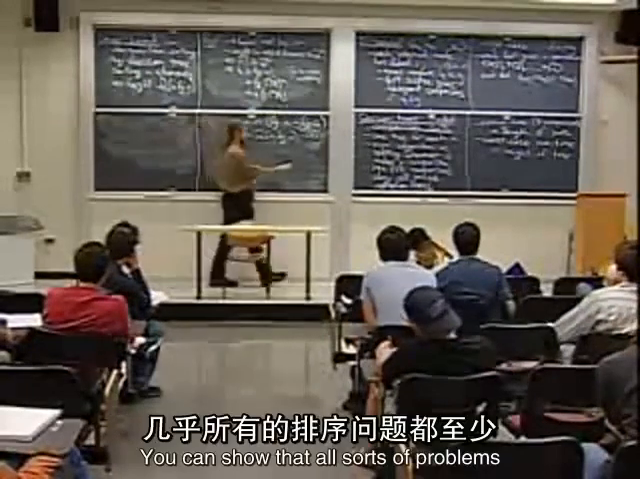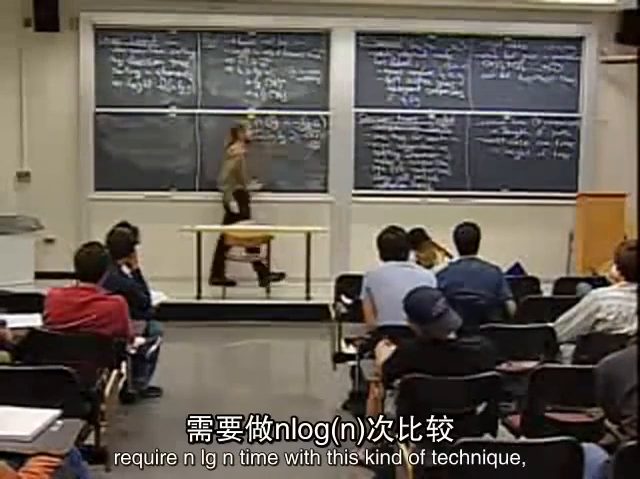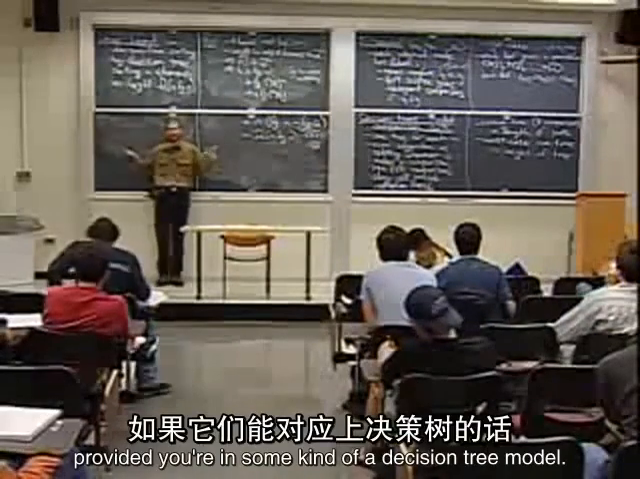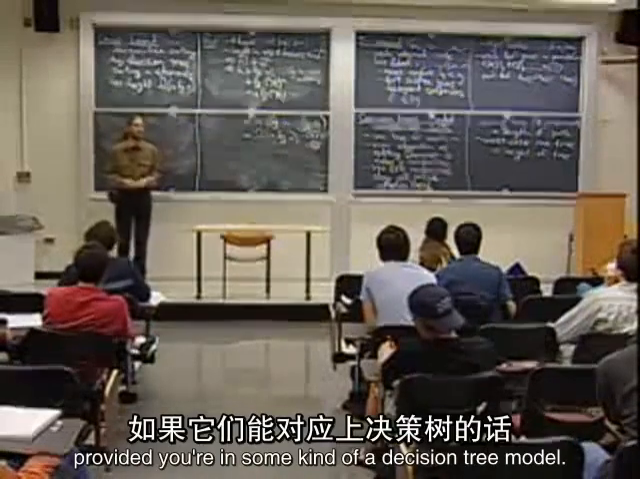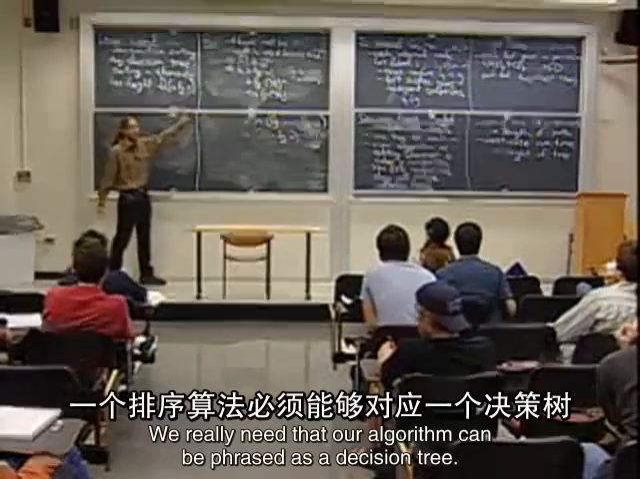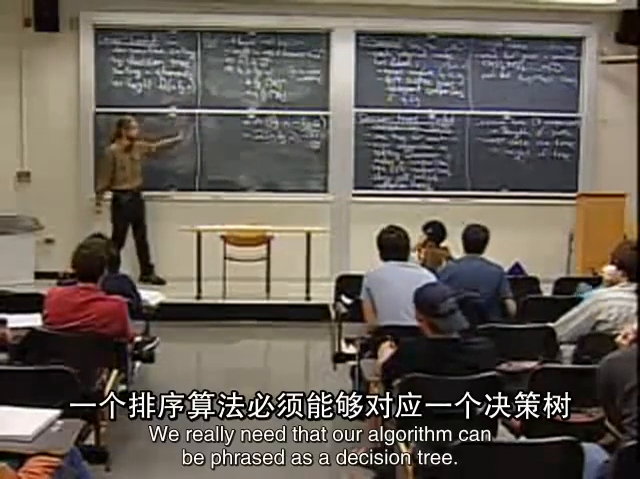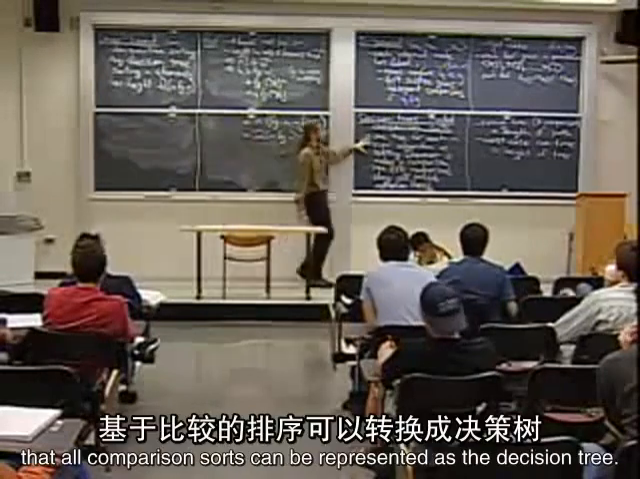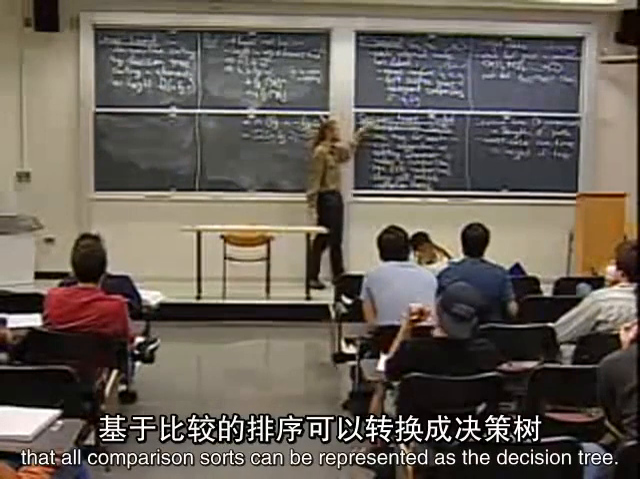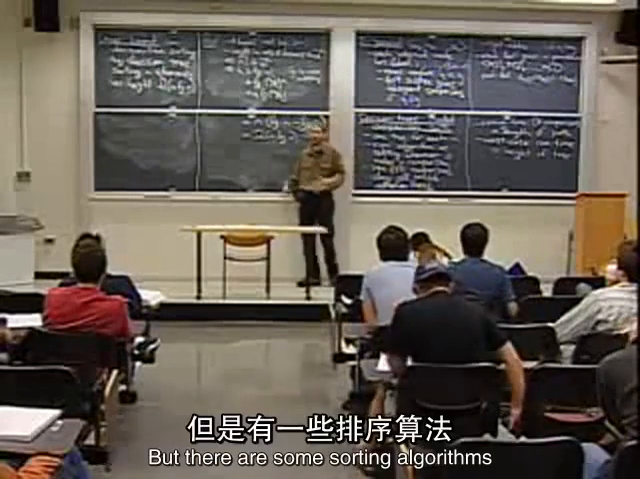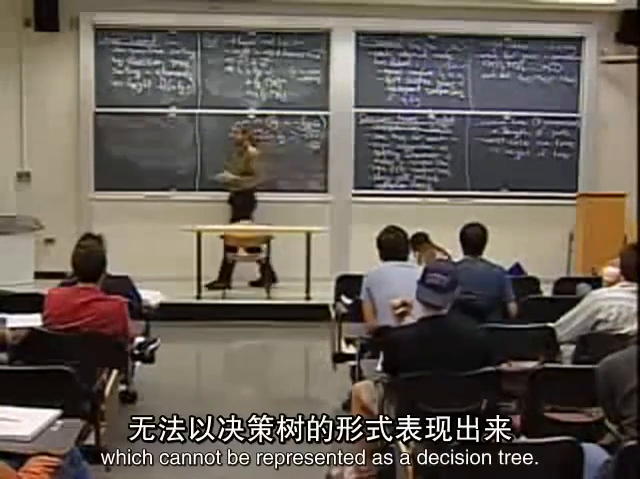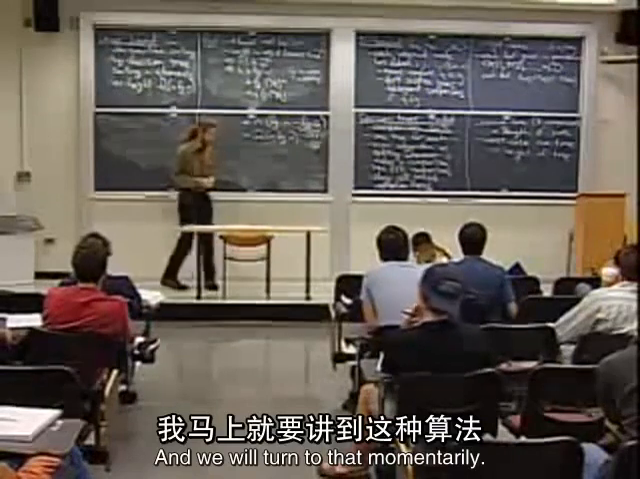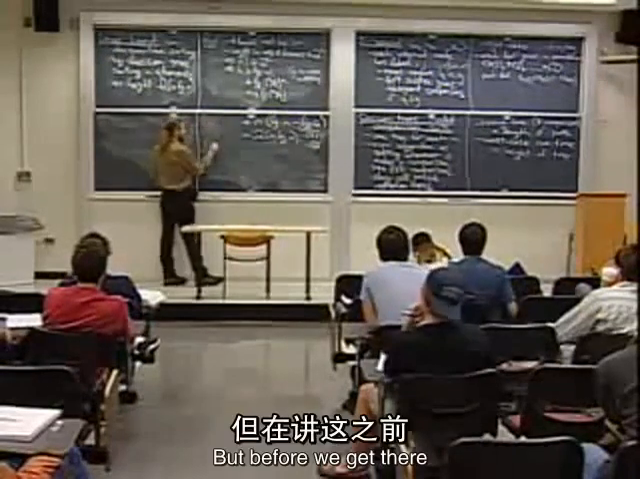You can show that all sorts of problems require n log n time with this kind of technique, provided you're in some kind of decision tree model. Okay, that's important. We really need that our algorithm can be phrased as a decision tree. And in particular, we know from this transformation that all comparison sorts can be represented as a decision tree. But there are some sorting algorithms which cannot be represented as a decision tree, and we will turn to that momentarily.